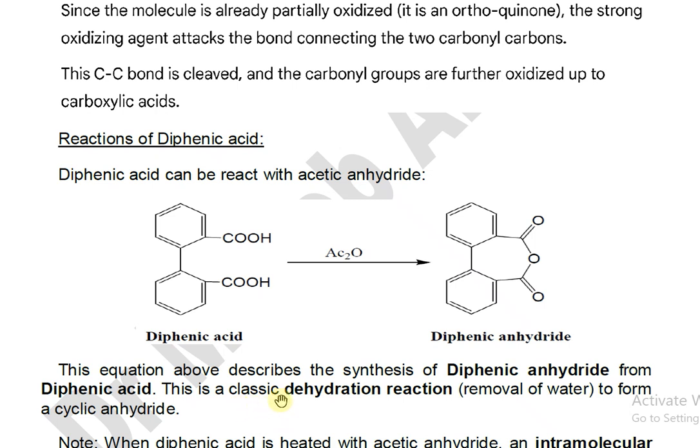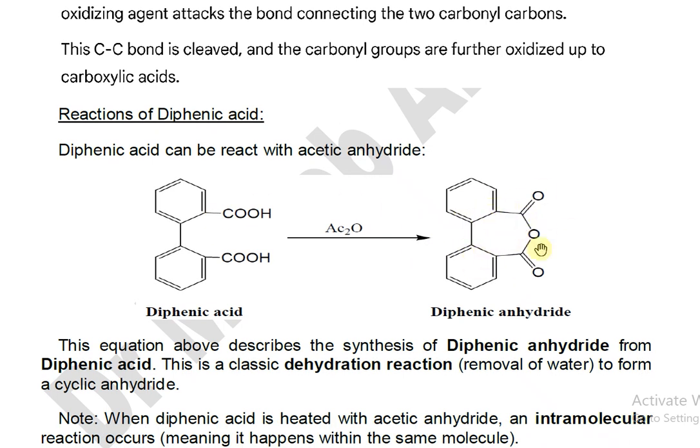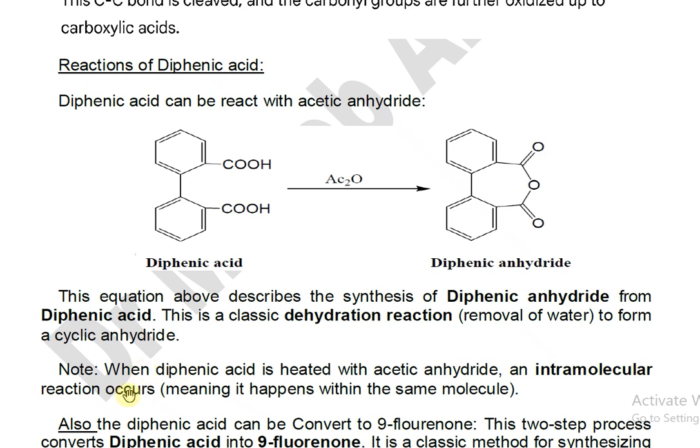This is a classical dehydration reaction, removal of water from the acid to form the anhydride. So it will cancel an H2O molecule from these two groups. That means we remove hydrogen and the OH group, and the oxygen and the carbonyl group bond to each other to give us the cyclic anhydride here.